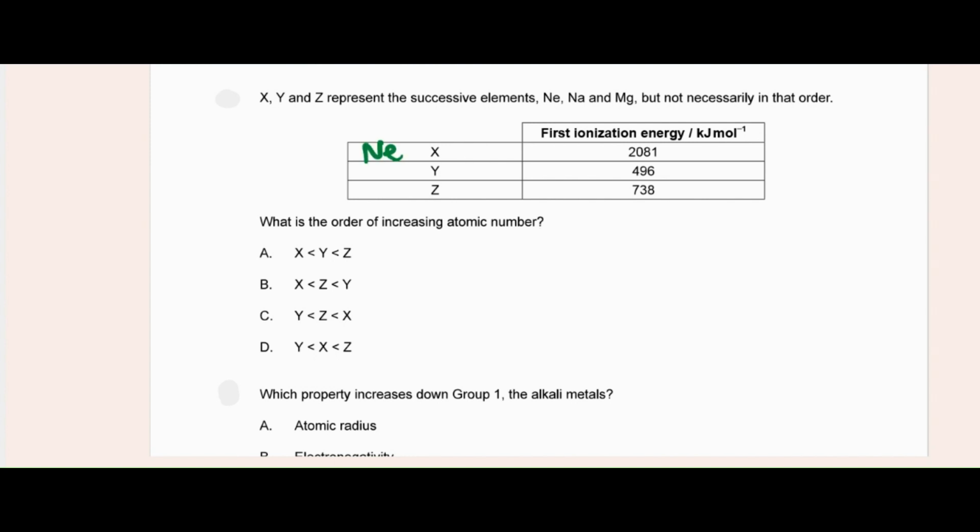So next we've got sodium and magnesium. Which one will require more energy to remove that outermost electron? Well, that will be magnesium. Magnesium will need more energy. Okay, well then Z will be magnesium. So that leaves us with sodium in the middle. Now the question is not what is the order of increasing ionization energy, but actually of increasing atomic number. So the first will be neon, so that will be X, so A or B. Then we'll have sodium, so that's Y, and that leaves us with A.